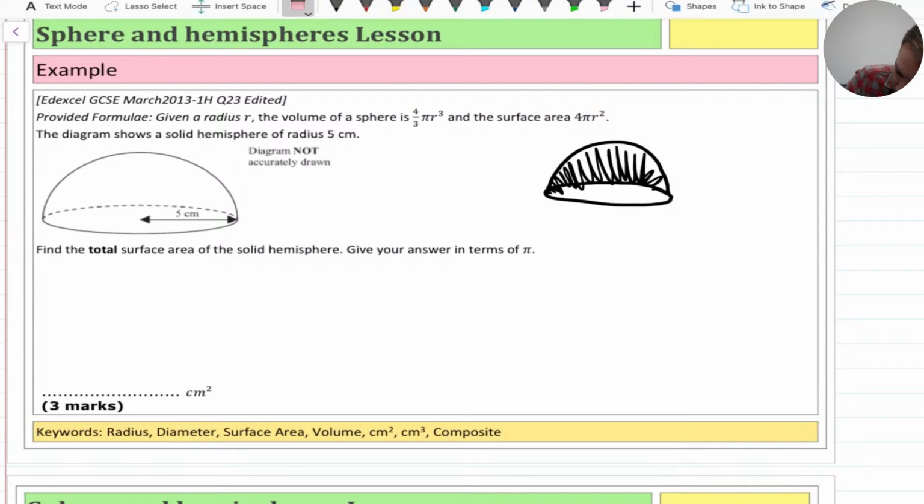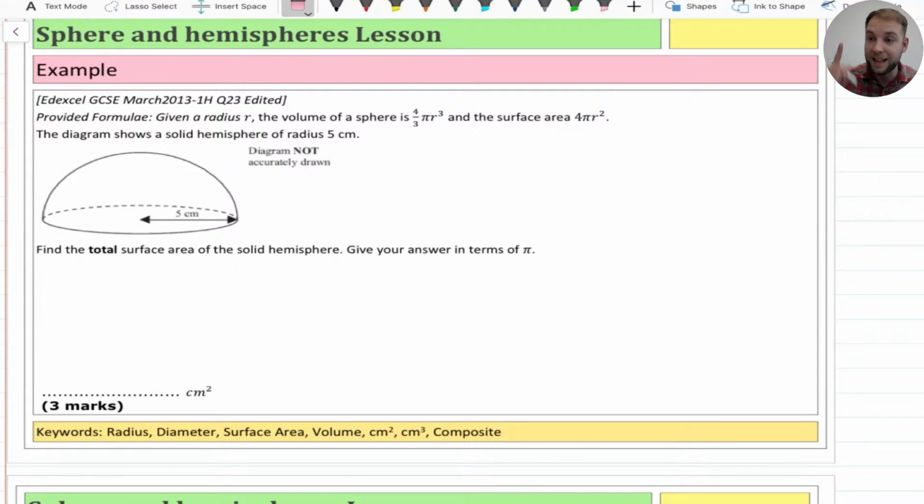Now, this is really important. The way that we need to do this is find the total surface area of the hemisphere. Give your answer in terms of pi, which basically means that we need to do it non-calculator. So the first thing I'm going to write down is what the radius and the diameter is. My radius is equal to 5 centimetres. My diameter is equal to 10 centimetres, just out of good habit.